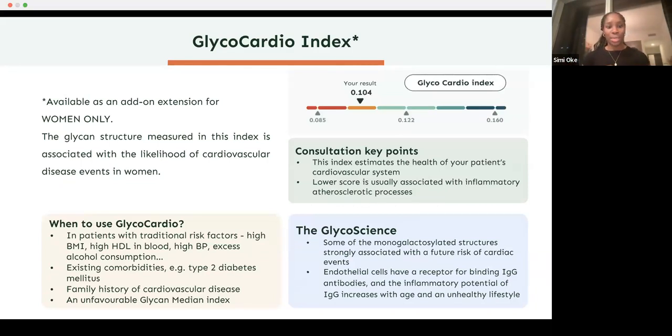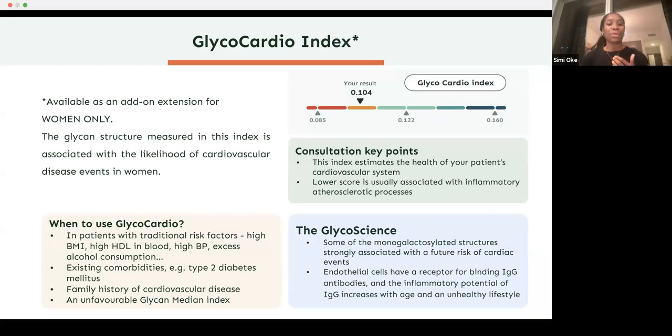So glycocardio is an extra report. It's only available in women at the moment because women present with very unique glycans when they have a high cardio risk factor. In women who have a high median and high mature, as I mentioned, those are associated with metabolic syndrome, we would typically also offer the glycocardio index, which would give information about what is really going on with the cardiovascular health.